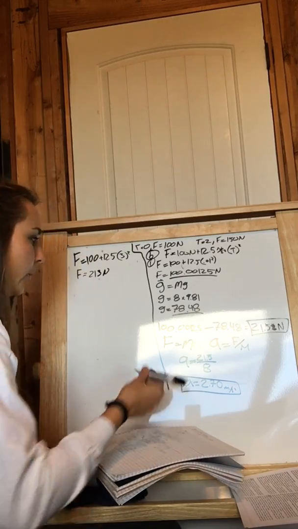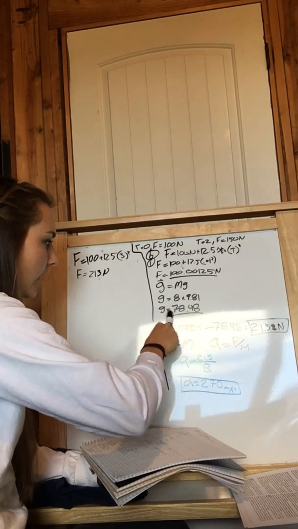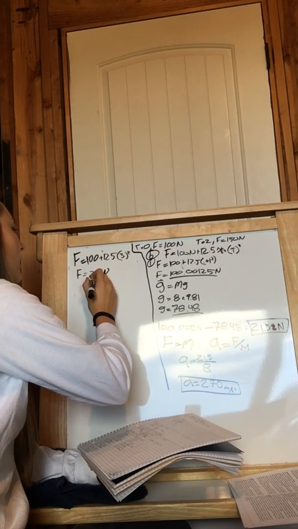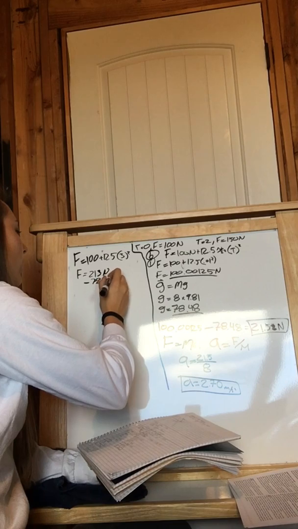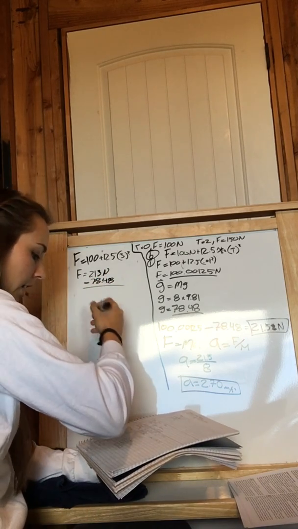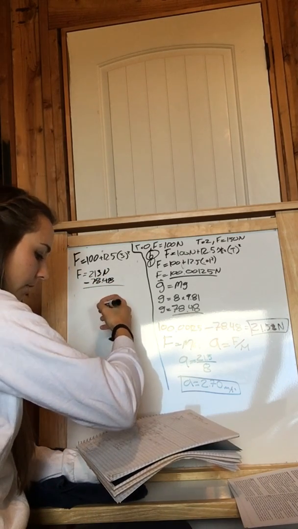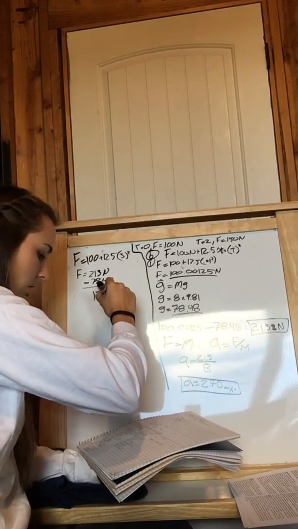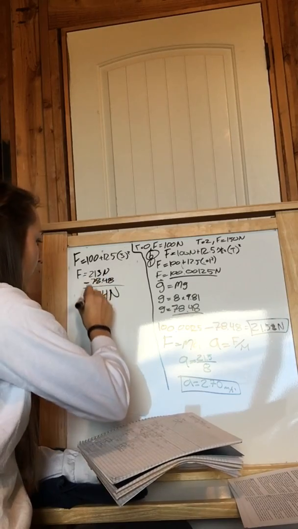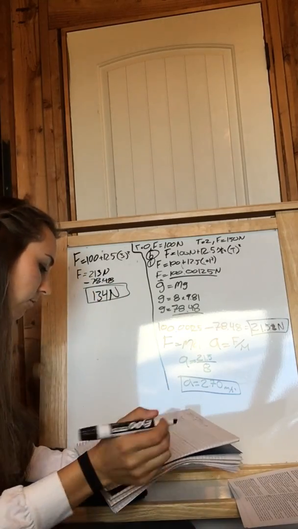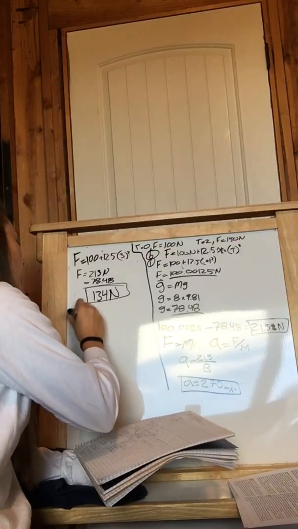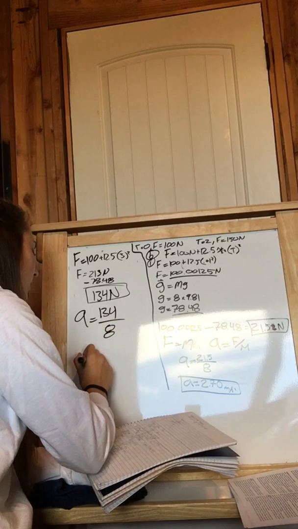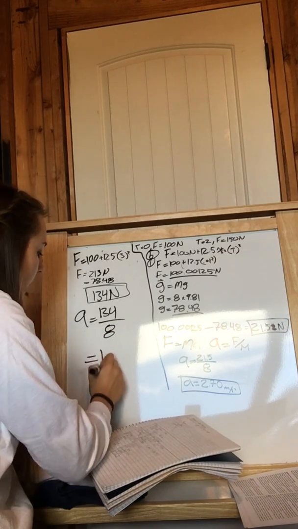And then we already know this. Our force of gravity is the 78.48, so we can just go ahead and subtract 78.48 from that, and we're going to get 134. That's the net force acting on it, and then the acceleration again is just going to be that net force divided by the mass, which is going to equal 16.